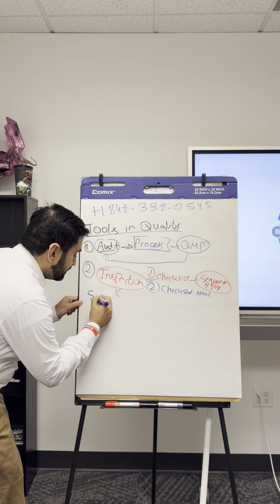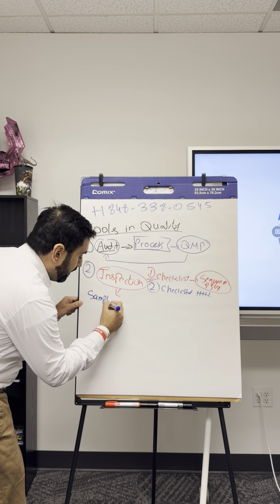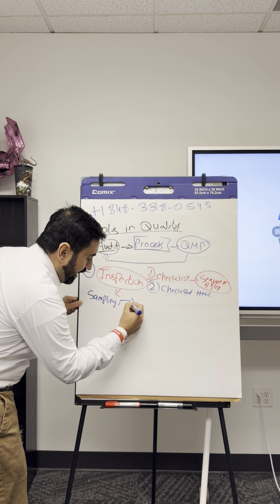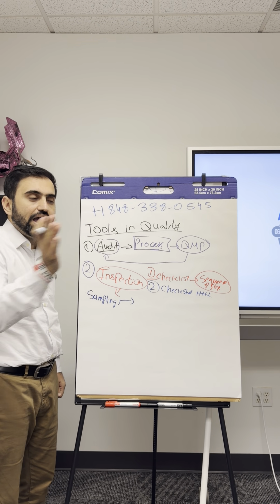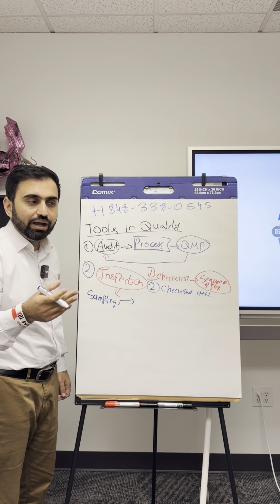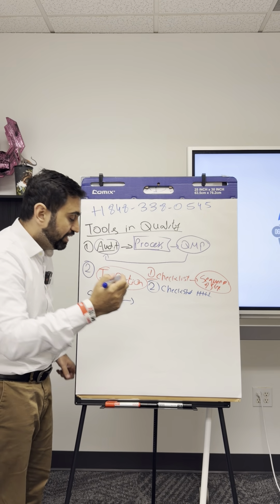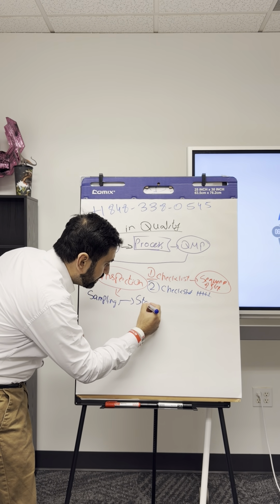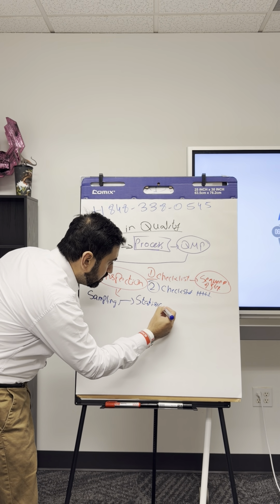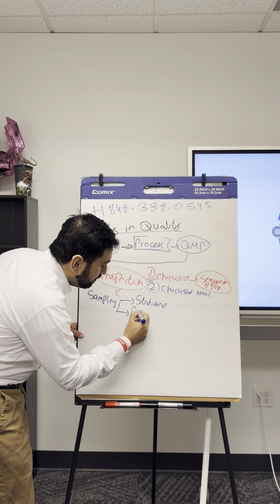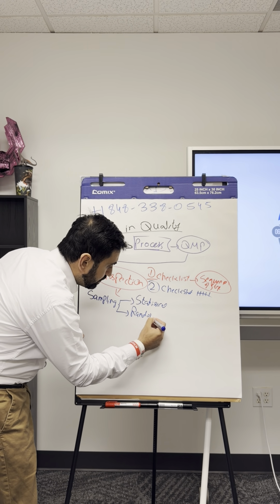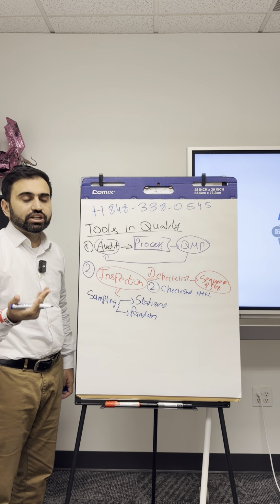Now, sampling can further be into 2 parts. Either, let's say after every 100 caps, you will check 1 cap, that is called statistical sampling, or you randomly check some of them.